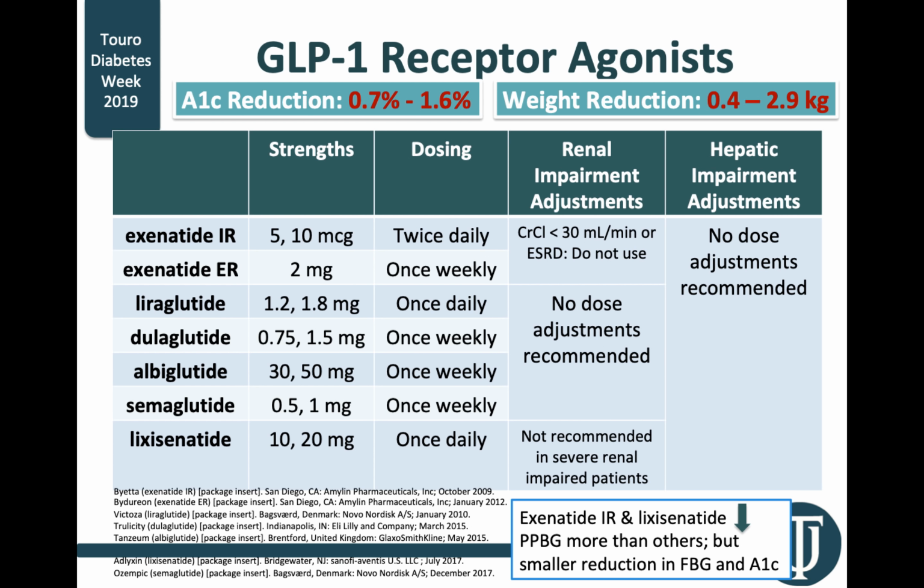So one thing I will point out here, lixisenatide and exenatide, the IR formulation, can help to reduce postprandial glucose more than the other agents. However, when it comes to the long term, they have a smaller A1C reduction than the other agents.